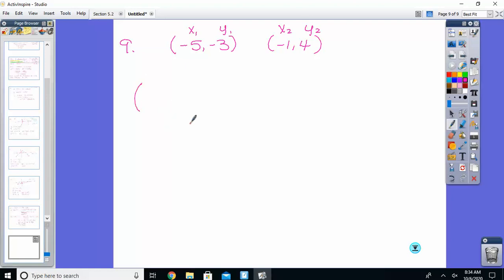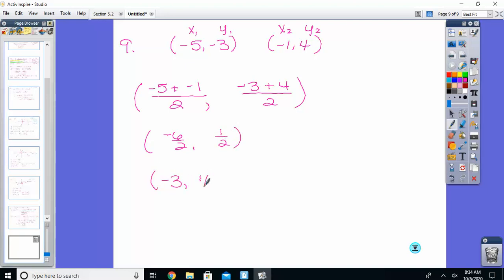So looking at the formula, x sub 1 plus x sub 2, so -5 plus -1 divided by 2. Y sub 1 plus y sub 2 divided by 2. So I get -6 over 2 and 1 over 2. So -3, comma, 1/2.